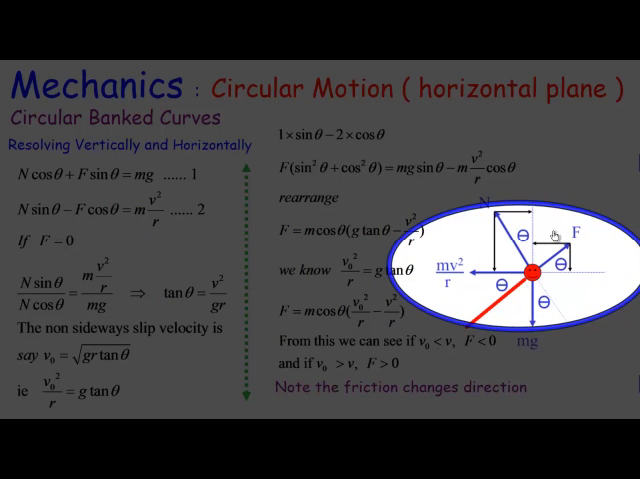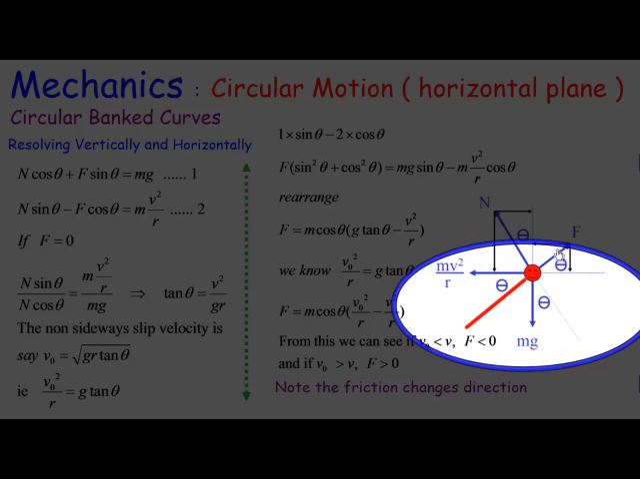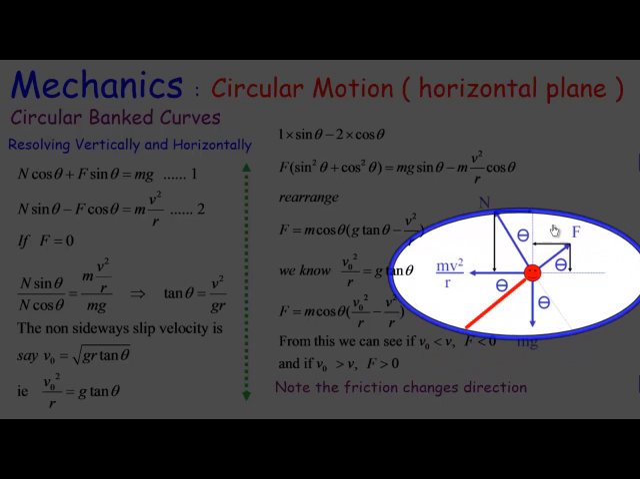Now, what do we have? Well, mv squared on r is acting towards the center of the circle. You can see here the banking angle theta, and that red line is the actual banked curve. We've got f coming down through the angle, so we've got f cos theta, and we have n coming through the complement of the angle, so it's n sine theta.